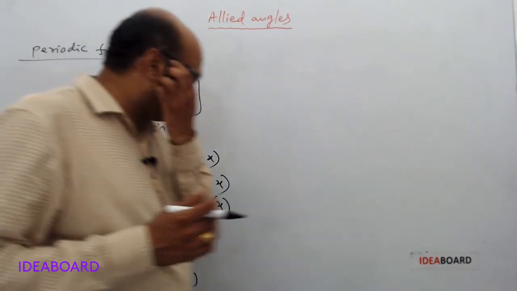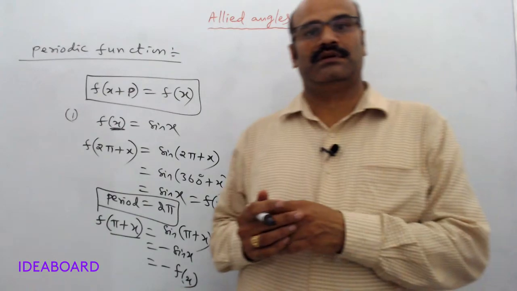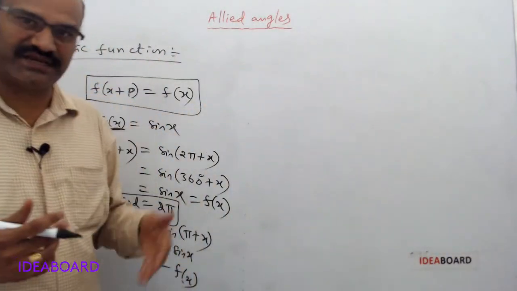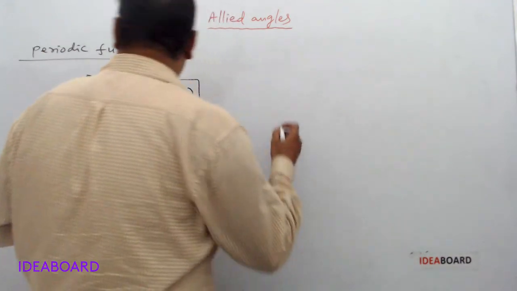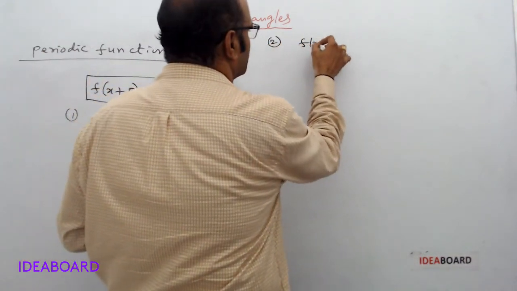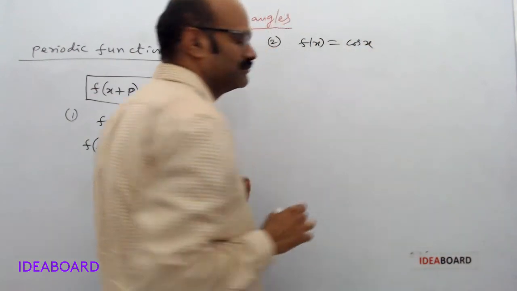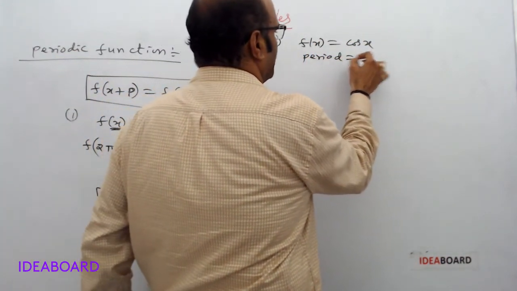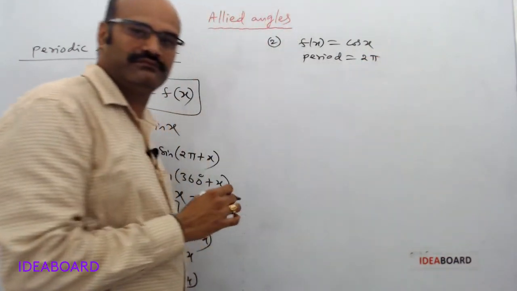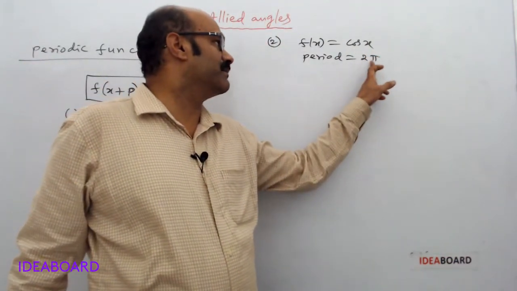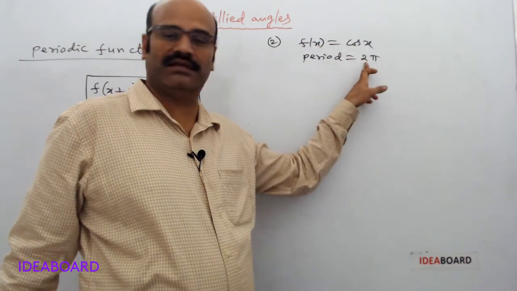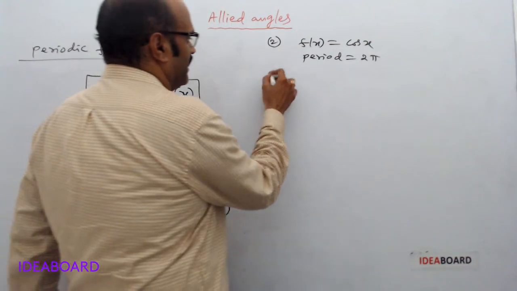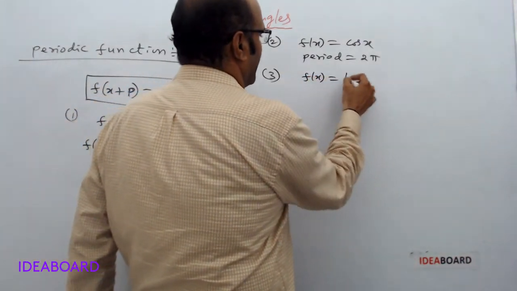Similarly, even if you take cos, tan, cot, secant, cosecant, for f of x equal to cos x, period equal to 2 pi here, because we have cos of 2 pi plus x equal to f of x, cos x. So period 2 pi. Similarly, take f of x equal to tan x.